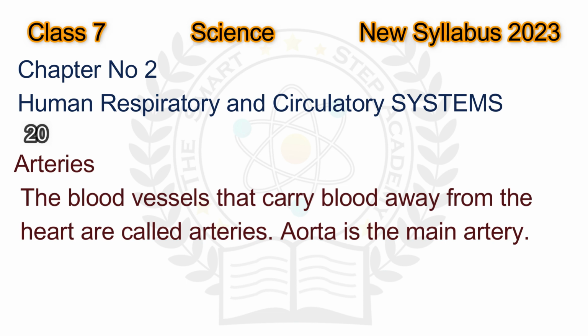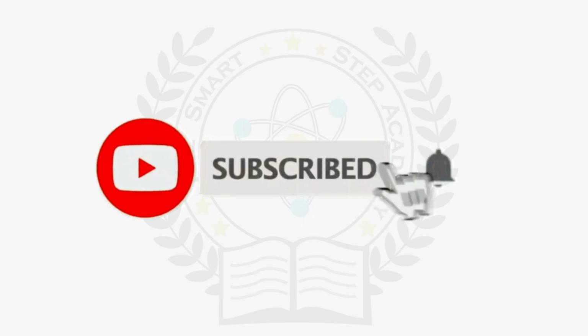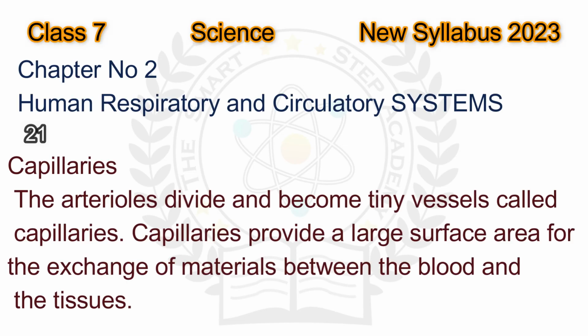Arteries. The blood vessels that carry blood away from the heart are called arteries. Aorta is the main artery. Capillaries. The arterioles divide and become tiny vessels called capillaries. Capillaries provide a large surface area for the exchange of materials between the blood and the tissues.